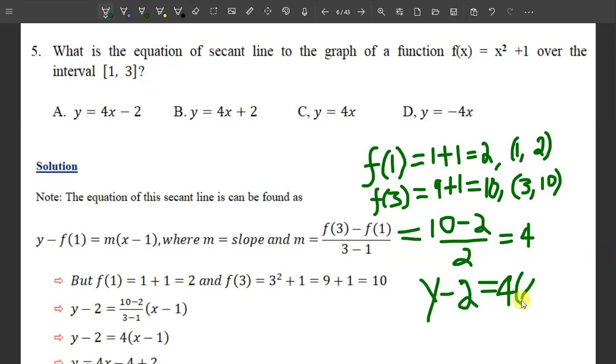Here again, put in the bracket x minus, subtract from x the value of the first coordinate here, 1.